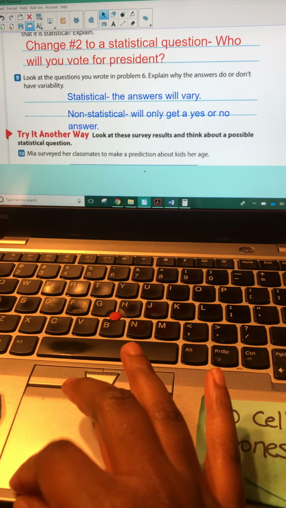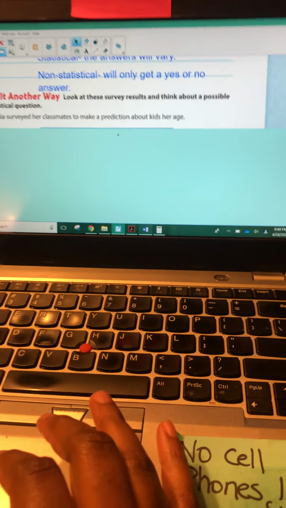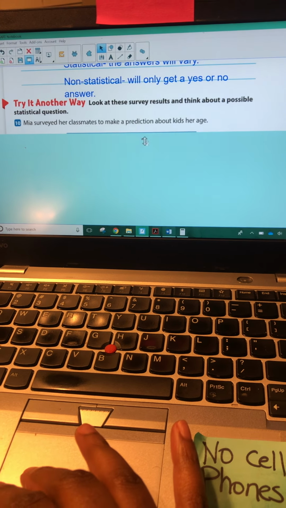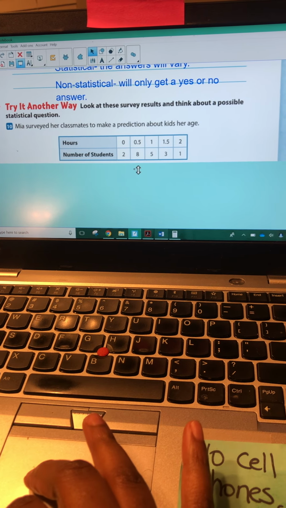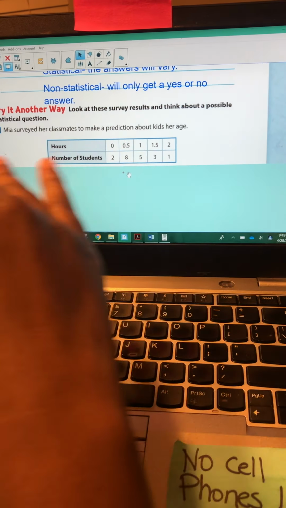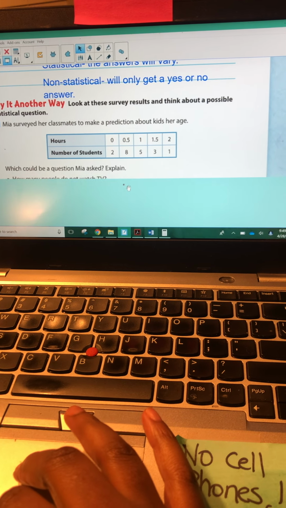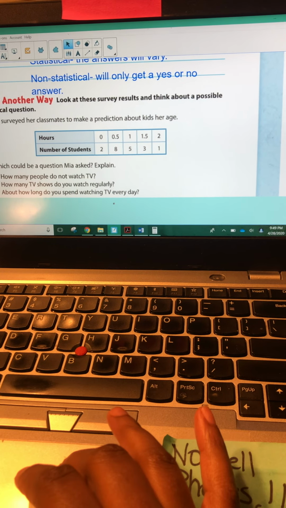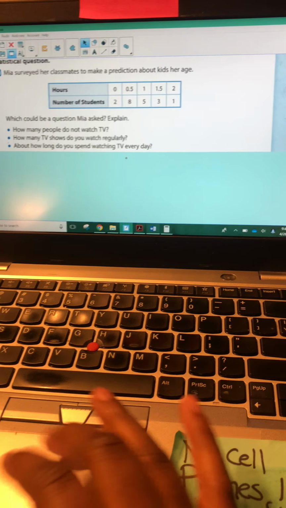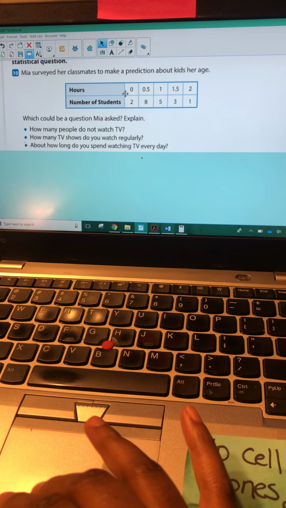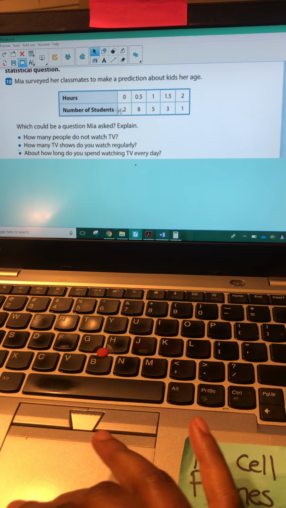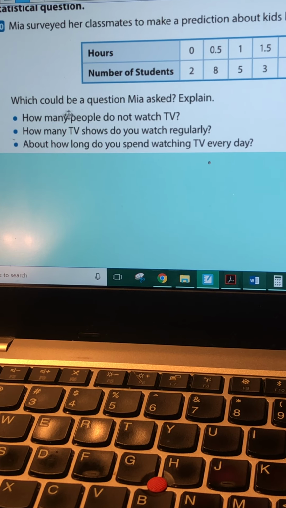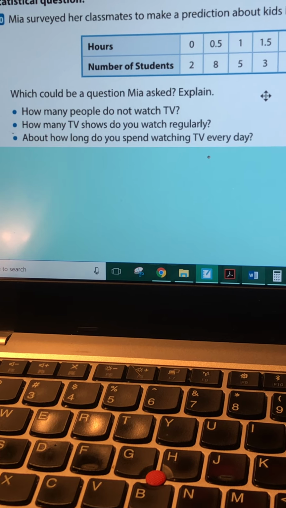Okay, let's look at try it another way. On number 10, it says Mia surveyed her classmates to make a prediction about kids her age. Here we have a table. It says the hours compared to the number of students. And then it says, which could be a question Mia asked? Explain. They give us 3 questions here, and we have to be able to interpret the data that we see in this table. So which one of those 3 could be a question that Mia asked?